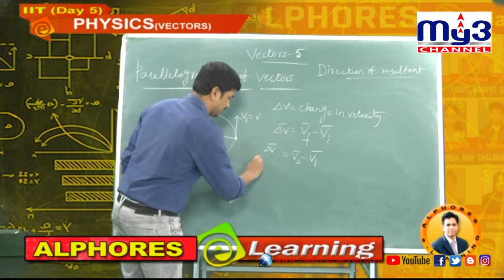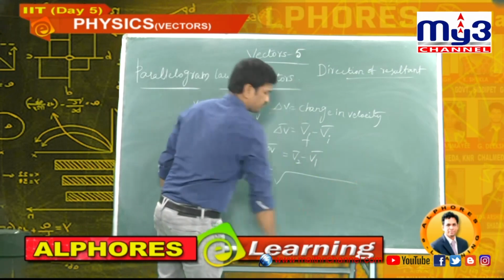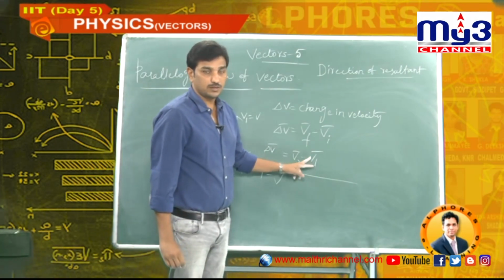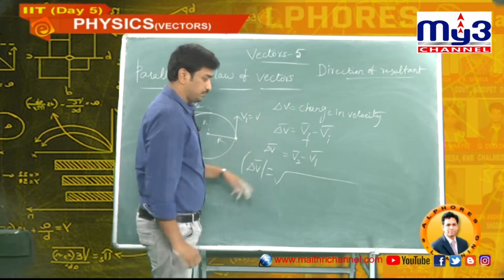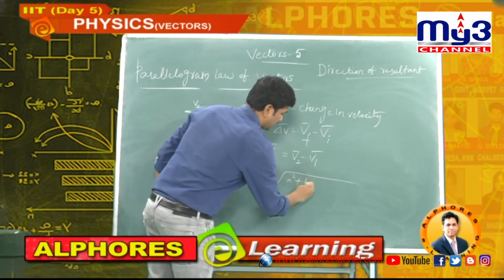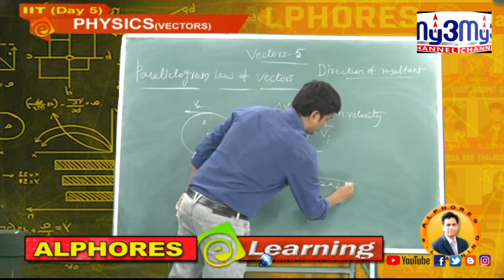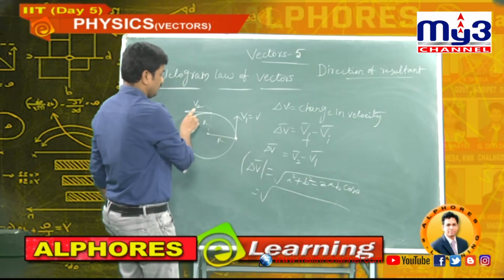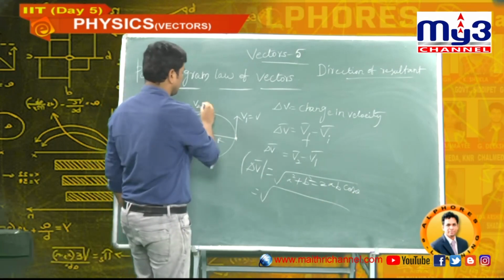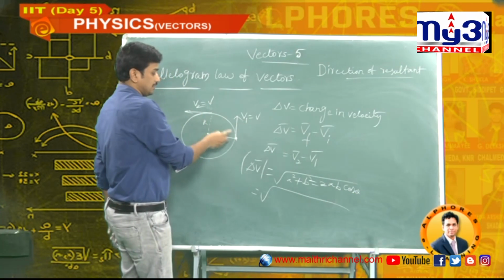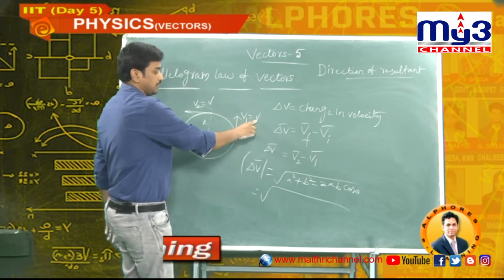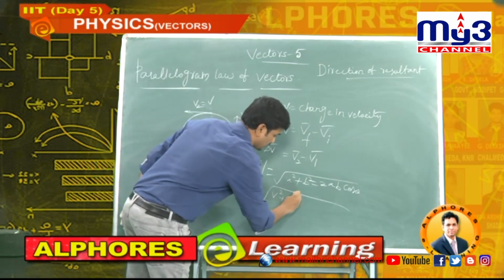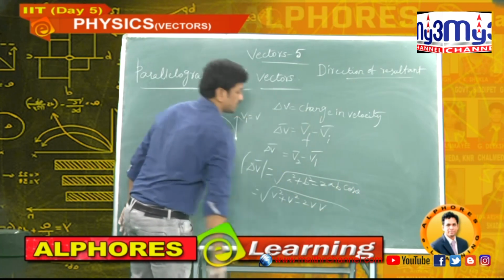What is the magnitude of change in velocity? Under root. Again, the resultant is like A bar minus B bar. What is the magnitude of A bar minus B bar? Root of A square plus B square minus 2AB cos theta. What is A? V1. What is B? V2. So this is also V. It is a uniform circular motion: magnitude same, direction changed. Now V square plus V square minus 2 into V into V cos theta.